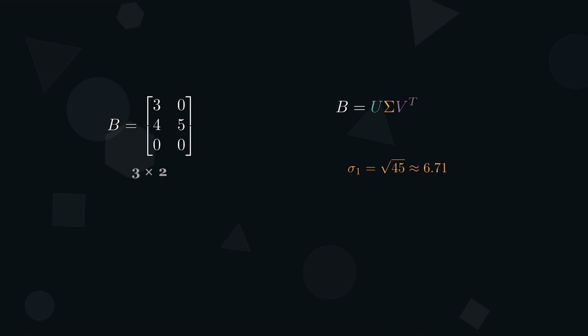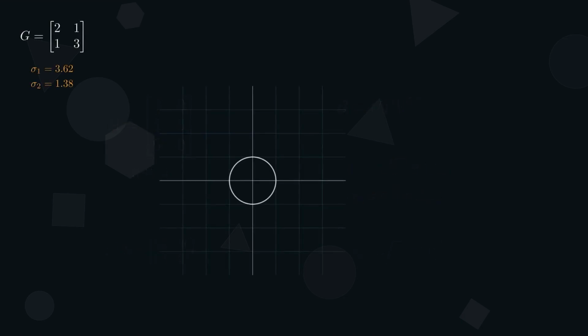The first singular value, sigma 1, is the square root of 45, about 6.71. Sigma 2 is the square root of 5, about 2.24. These come directly from the eigenvalues of B transpose B. Now let's see SVD geometrically. Take this 2x2 symmetric matrix G. Its singular values are 3.62 and 1.38.